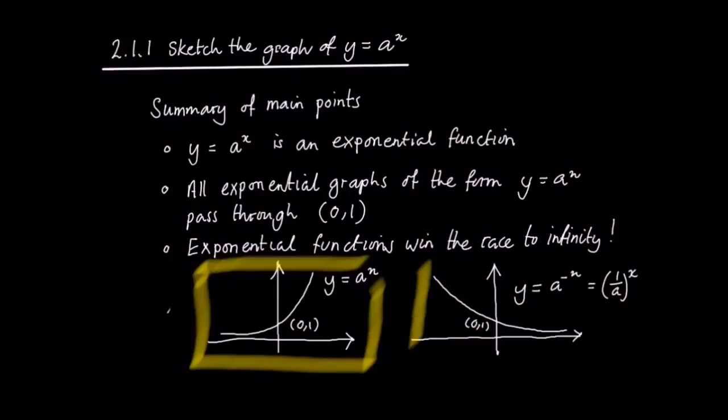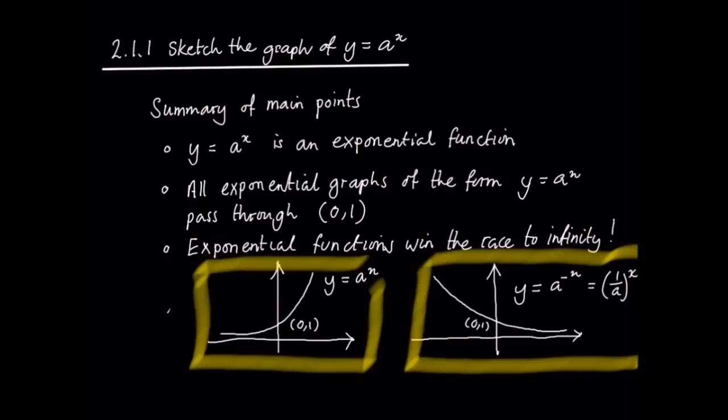In the case where we have a negative exponent, the reciprocal case, y equals a to the minus x is the same as 1 over a to the power of x. This will head off to infinity as x becomes more negative. Again, of course, it passes through 0, 1, and the x-axis is a horizontal asymptote to the graph of the function.